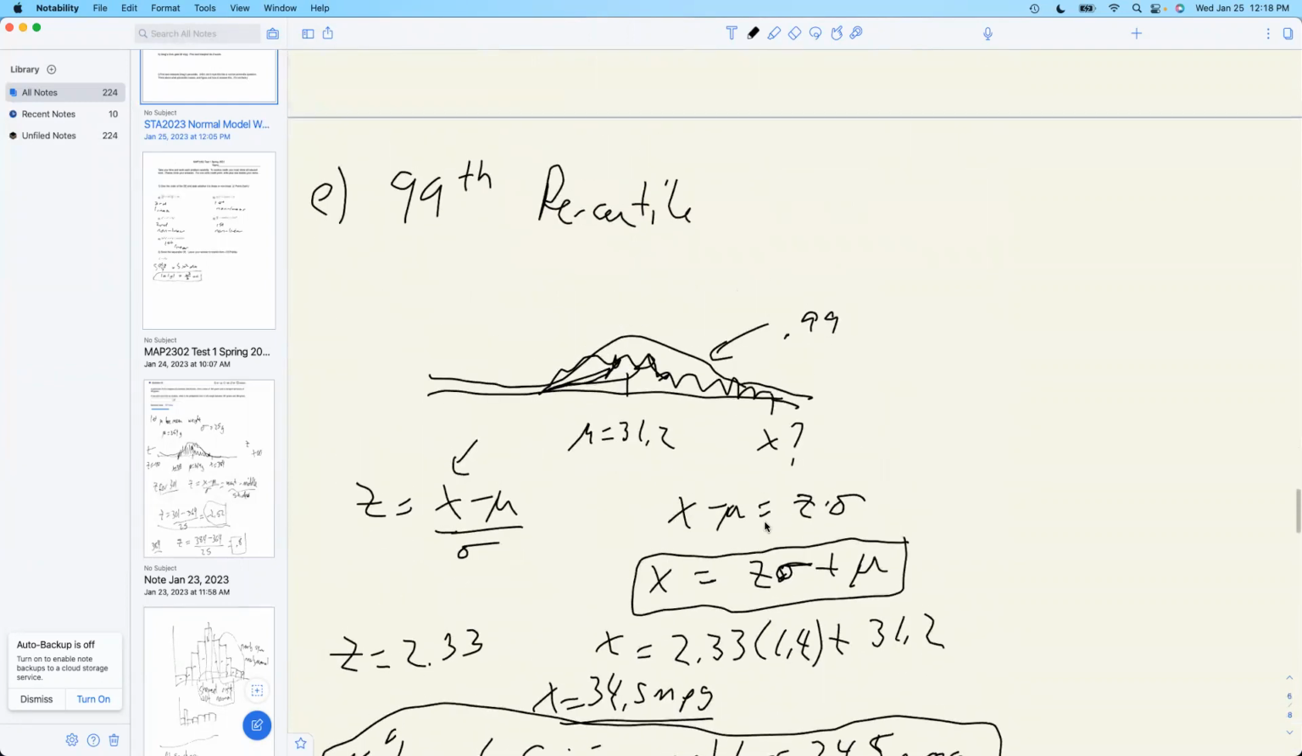Okay. Next question said, find and interpret the 99th percentile. I love these "and interpret" questions. That means write words. What does that mean? The 99th percentile. So we draw our picture. The 99th percentile will have 99% of civics below it. So I'm looking for a guy up here where the area below him is 0.99.